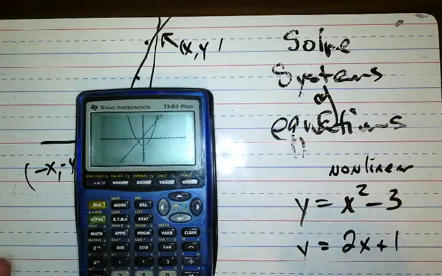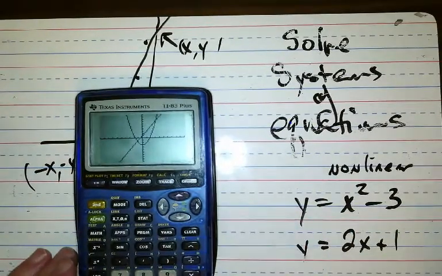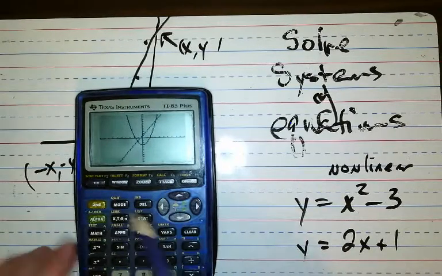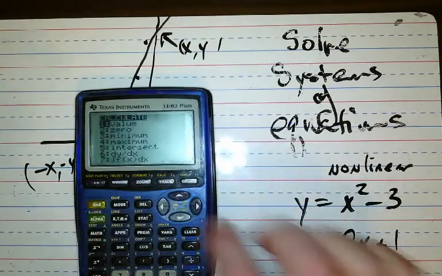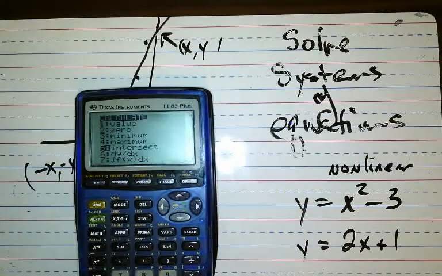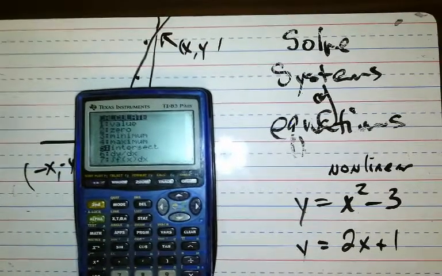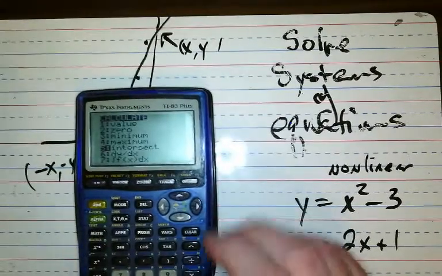So, what do we do? Well, we got it graphed. Now, in your calculator, if you use second and trace, what you find down there, number 5, it says intersection. You can find the intersection of these two things. How about that? So, if I want to find the intersection of these two things, let's see what we could do.